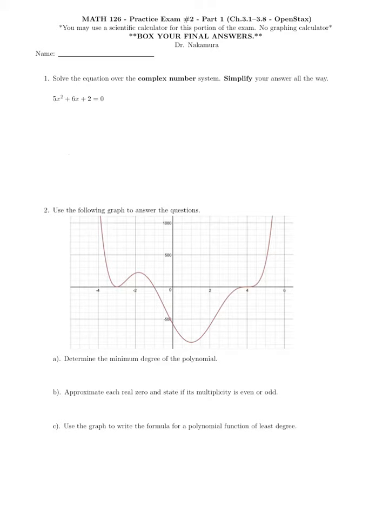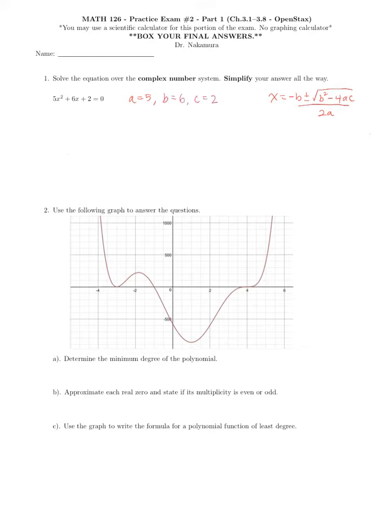Now number 1, solve the equation over the complex number system. Simplify your answer all the way. For this particular problem, I would like to use the quadratic formula. So let me just write that out. x equals negative b plus or minus the square root of b squared minus 4ac, whole thing divided by 2a. Now in this case, our a is 5, b is 6, and c is 2.